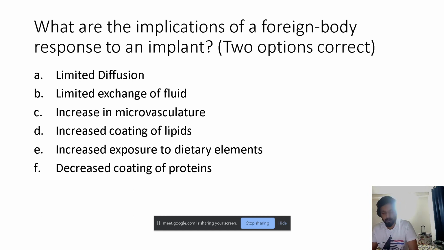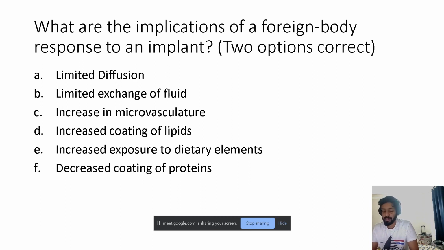Increase in microvasculature is not true. If there were an increase in microvasculature, that would be ideal because it would permit cell colonization, but that doesn't happen. Increase in coating of lipids does not make sense, as there are not many free floating lipids in the body. Increased exposure to dietary elements again does not make sense unless the implant is in your stomach, but even then, the coating formed around it means it's not going to get increased exposure to anything.